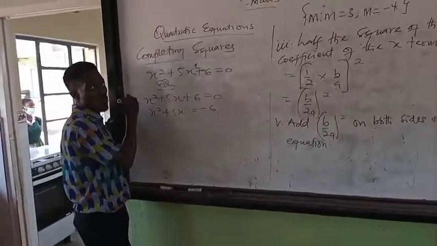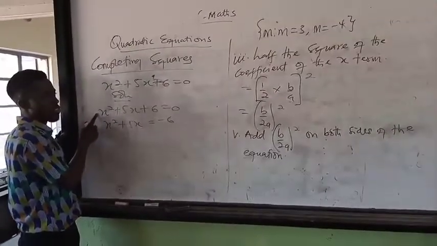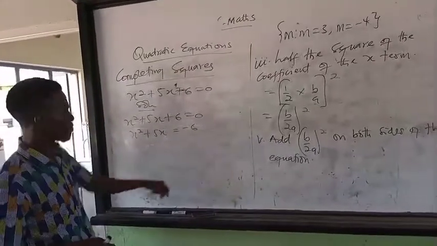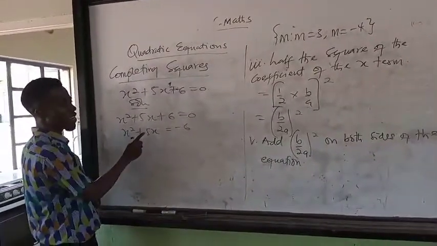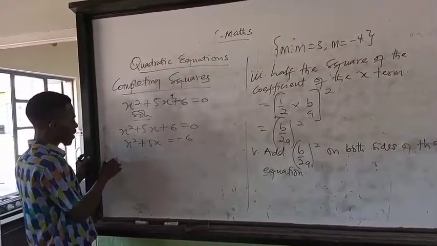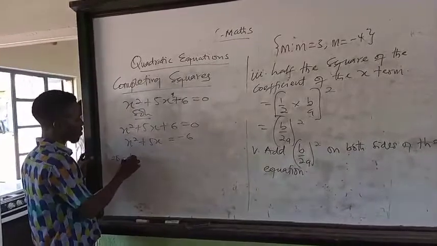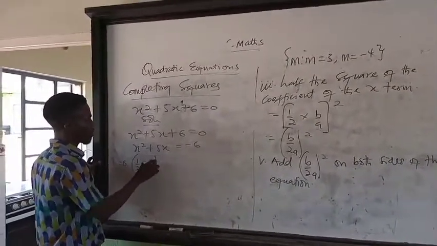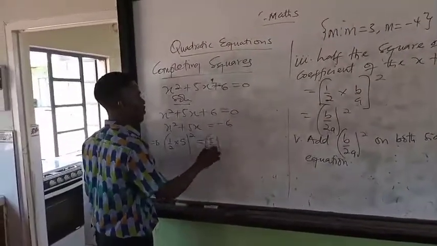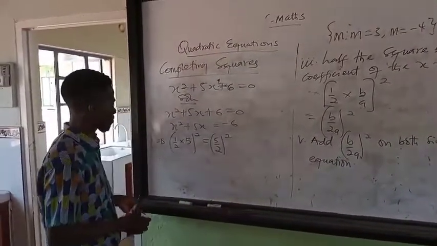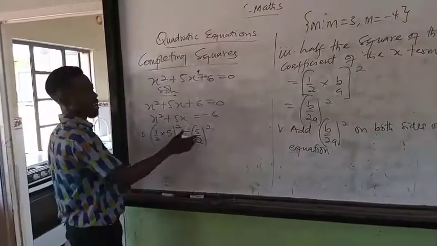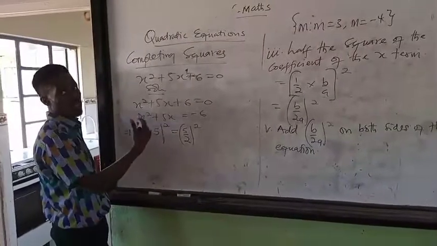The coefficient here is 1. So instead of dividing both sides by a, you divide both sides by 1. It is still the same thing. Secondly, you find half the square of this. So finding half the square of this becomes half times 5 all squared. So we have 5 over 2 squared. That's half the square of the coefficient of this. Now, after getting this, you add it to both sides of the equation.